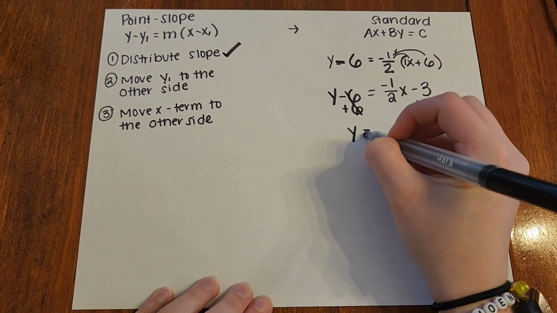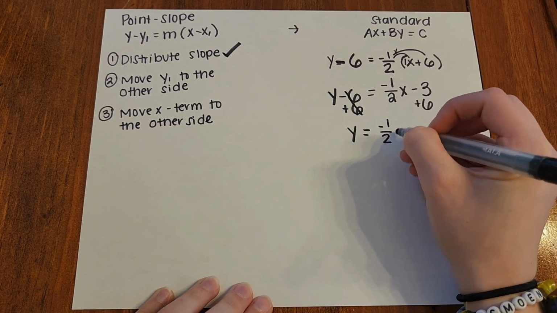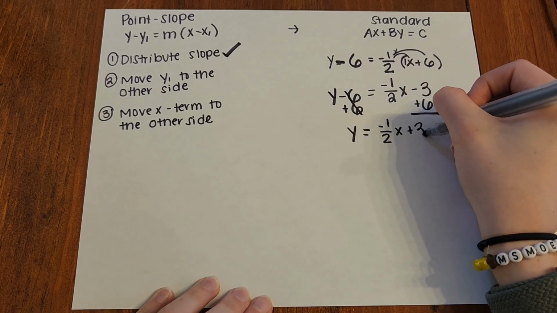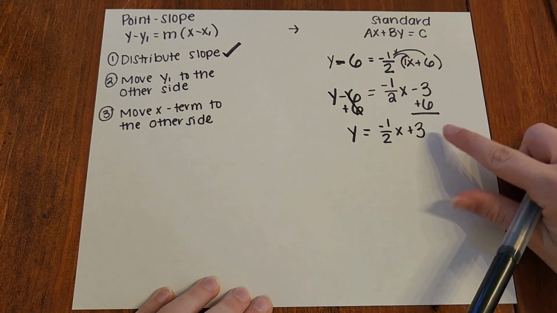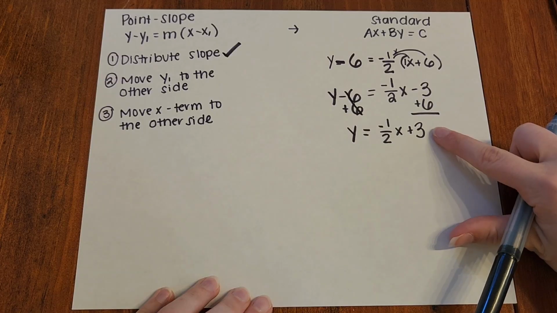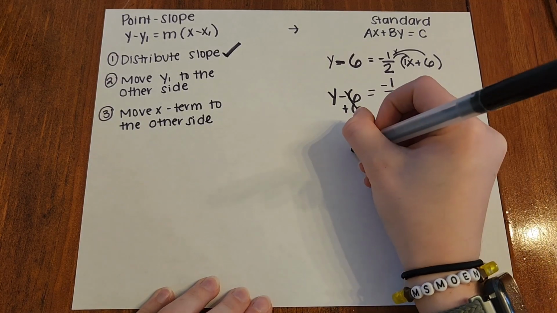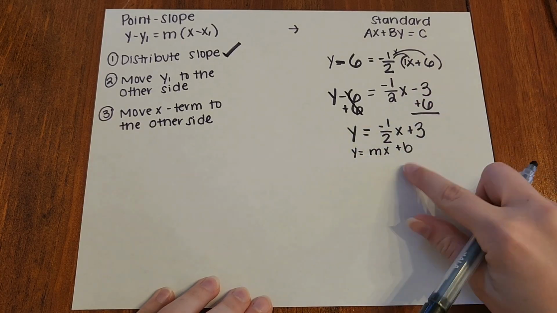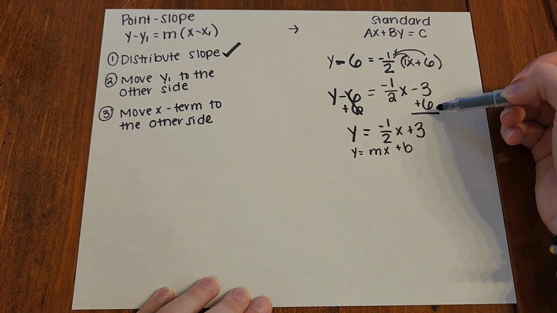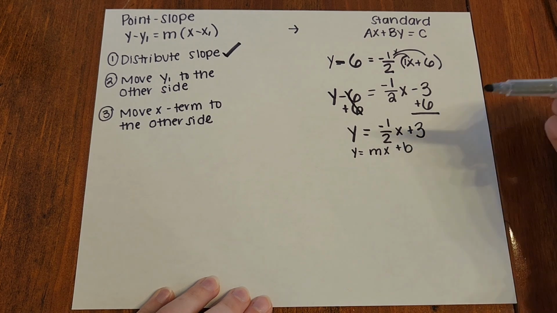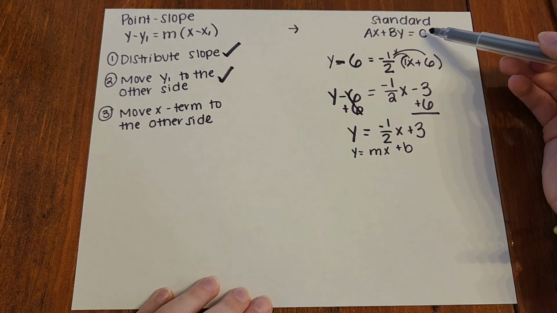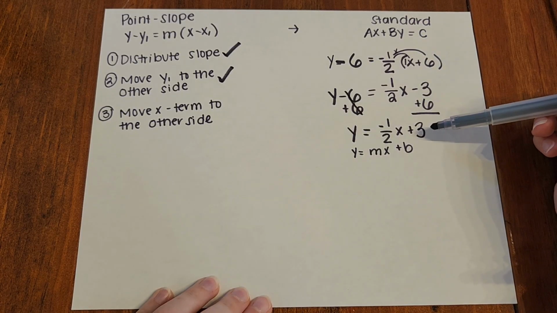I'm going to bring down the y, the equal sign, the -1/2x, and -3 plus 6 is going to get us +3. This right here is our slope-intercept equation. Our slope-intercept equation is always going to look like y equals mx plus b. So these first 2 steps get us to that slope-intercept equation. That accomplishes step 2, but if we want to move it all the way to standard form, we're going to have to do one more step.